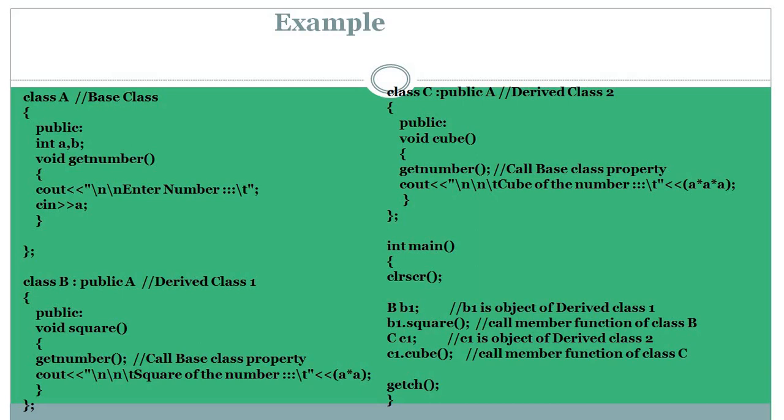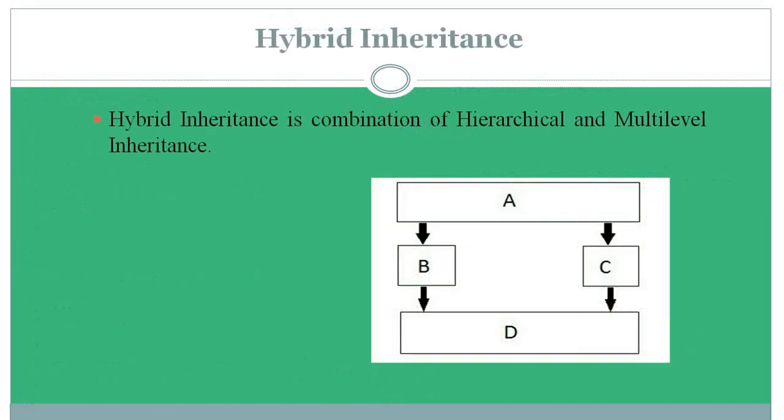First the base class, after that class A will be inherited by class B and class C. Class A is a base class, class B is a publicly inherited derived class from A, and class C is derived from class A. After that, in the main method, the objects of the derived classes call member functions of C.